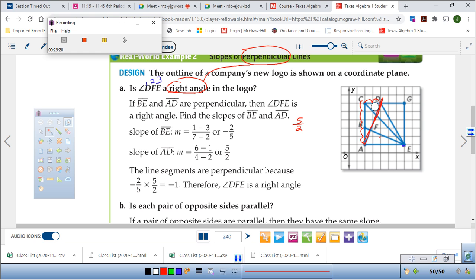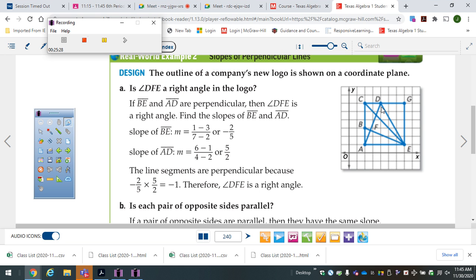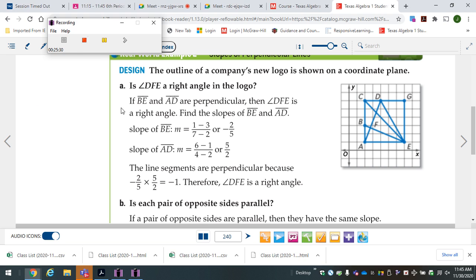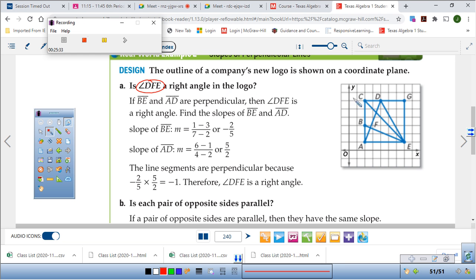If I want to check it, then I'll just multiply them. Here we go. I'm checking the slope of this line here, and then this line here. I'm figuring out the slopes because they want to know, is this angle here, DFE, a right angle? That's the thing. It's in question. So I find my slope. 1, 2, 3, 4, 5. 1, 2, 5 over 2.